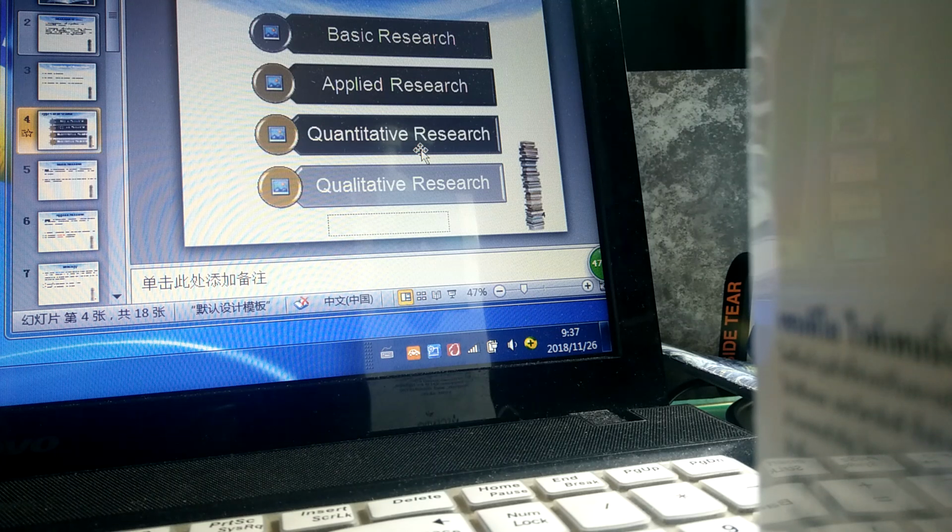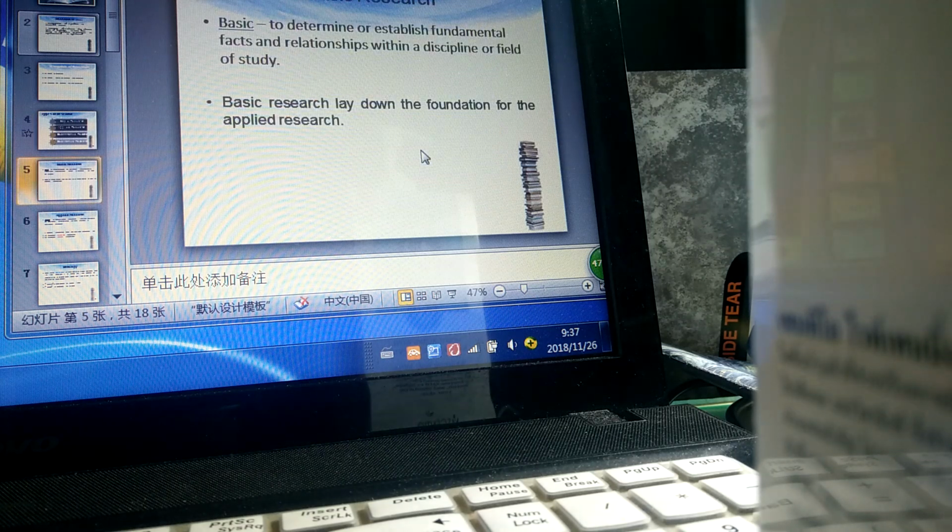I want to introduce what basic research is. Basic research is to determine or establish fundamental facts and relationships within a discipline or field of study. It is done for knowledge enhancement and for the welfare of the human, animal, and plant kingdoms, not for commercial potential. The main motivation is to expand man's knowledge, not to create or invent something. Basic research lays down the foundation for applied research.